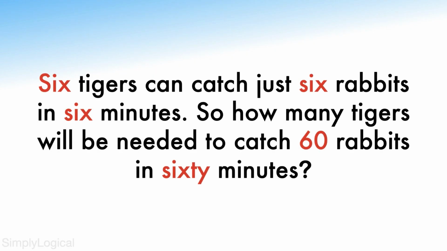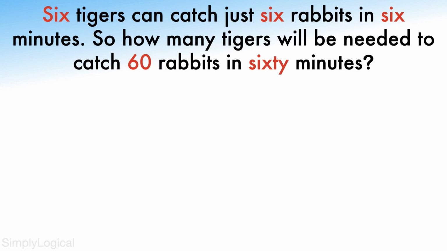Six tigers can catch just 6 rabbits in 6 minutes. So how many tigers will be needed to catch 60 rabbits in 60 minutes? The immediate answer will be 60, but that is not the right answer. With mathematics, there is always something under the carpet. You have to look close.